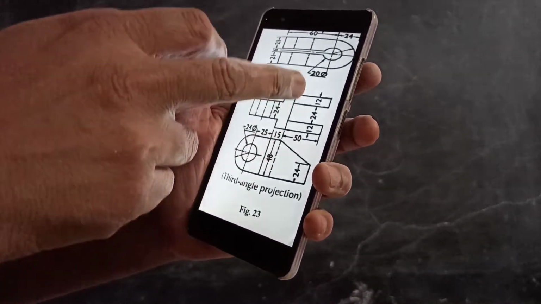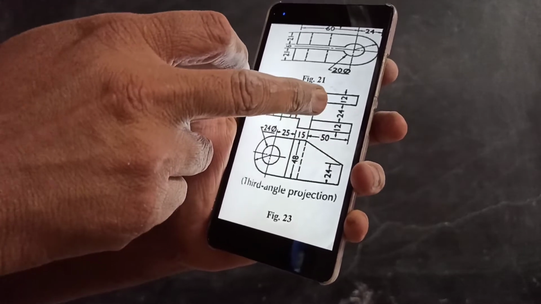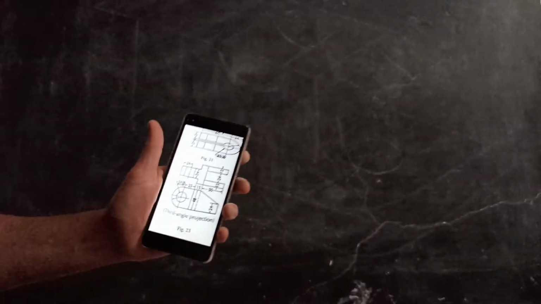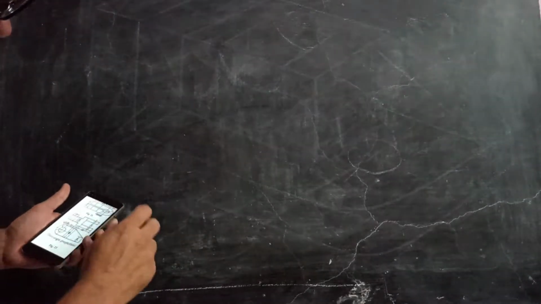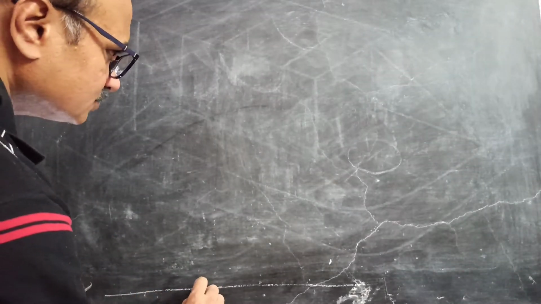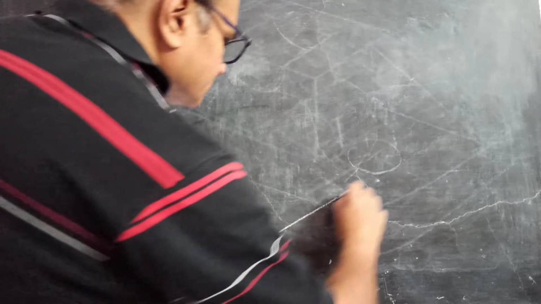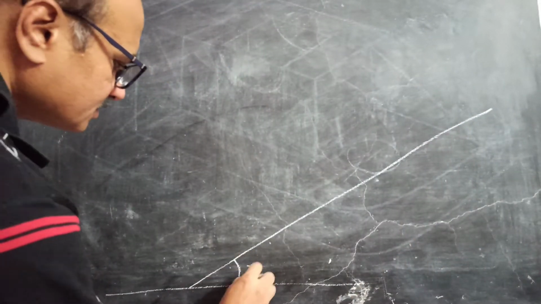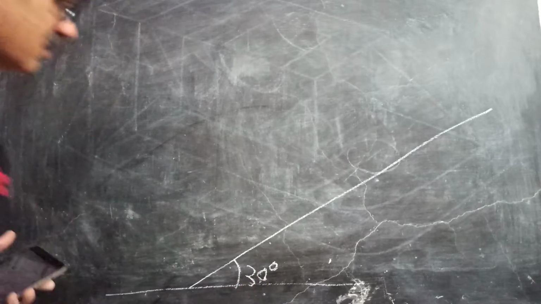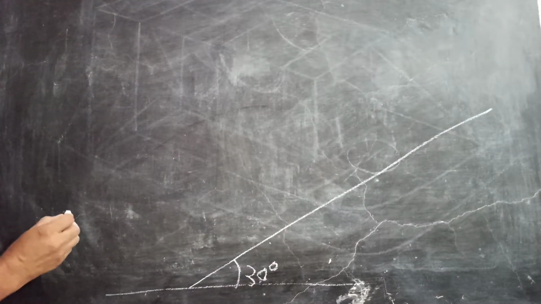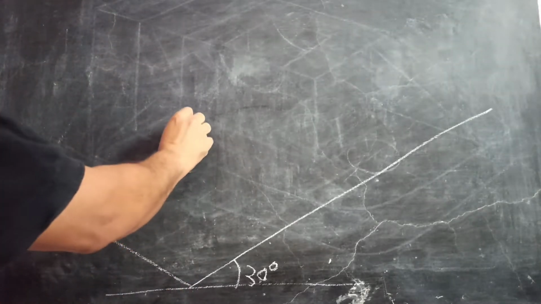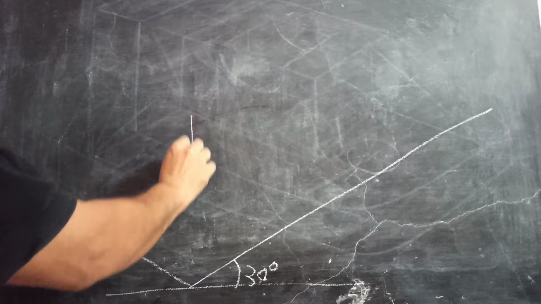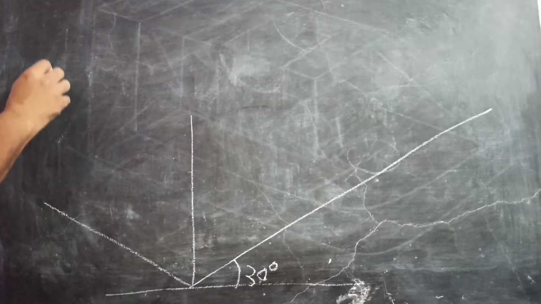The width is also 48 in top view. 12 plus 24 plus 12. So 48. So let us start this problem. Draw a line. Then the length is 114. So you can draw this 114 at 30 degrees to this. Then this is 48 at 30 degrees. The height is also 48. You can complete this box.